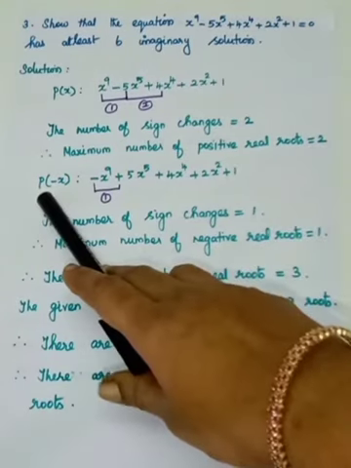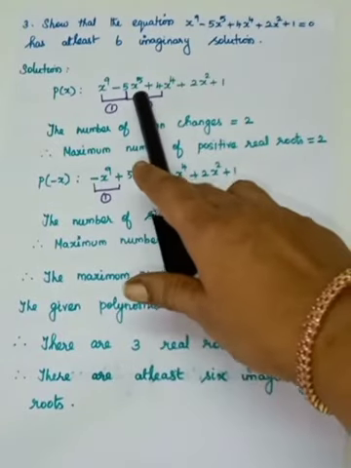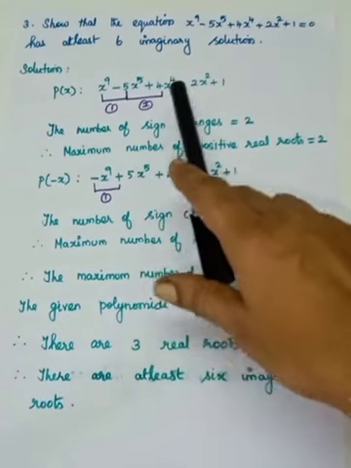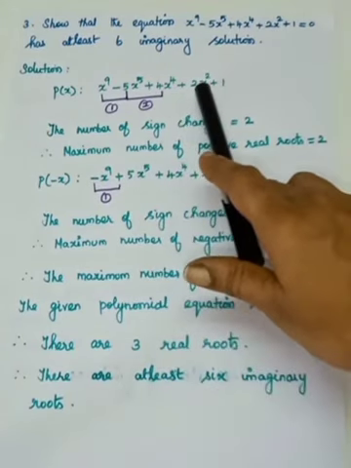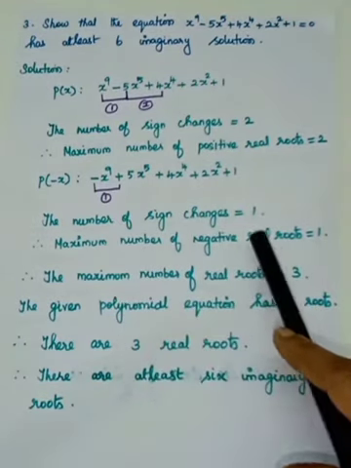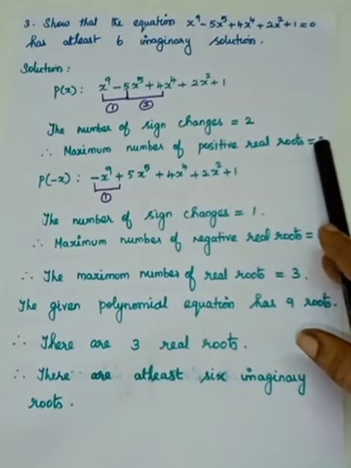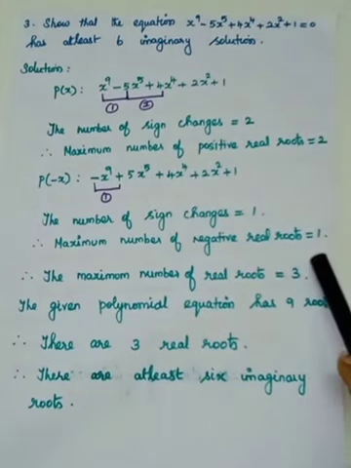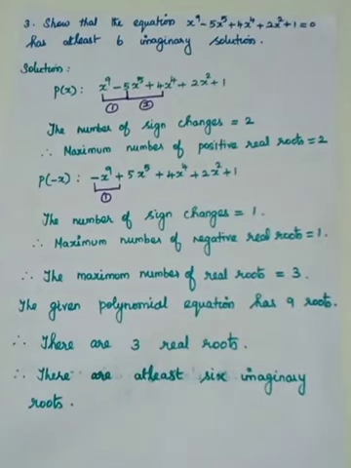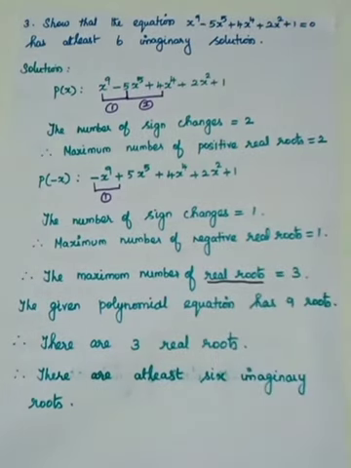Okay, next we have to go for p of minus x. So it is minus x power 9. Here minus into minus, plus 5x power 5. Here plus 4x power 4. Here plus 2x squared plus 1. So negative to positive, one sign change happens. So therefore the negative real root is 1. So the maximum number of positive real roots is 2 and the maximum number of negative real roots is 1. So therefore the maximum total number of real roots is 2 plus 1, that is 3.